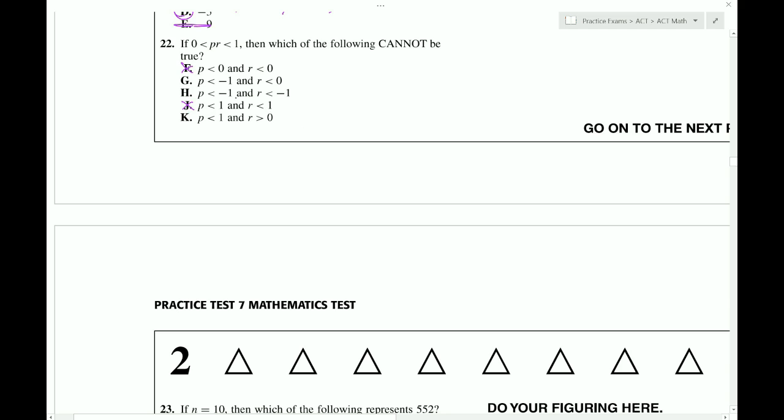Can P and R both be less than negative 1? I would say that that's not possible, right? Because if I have, for example, negative 2 and negative 2, that would make a positive 4. In particular, this number is going to be larger than 1, right?